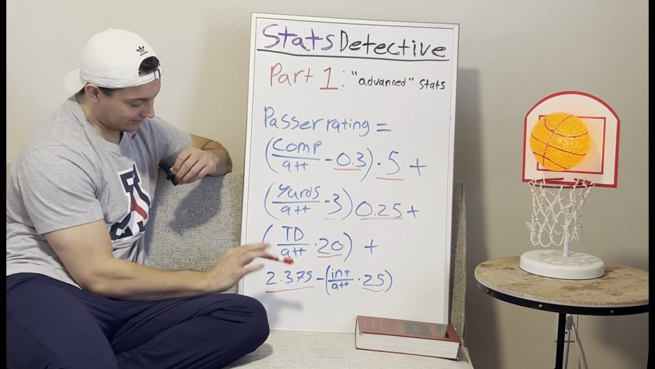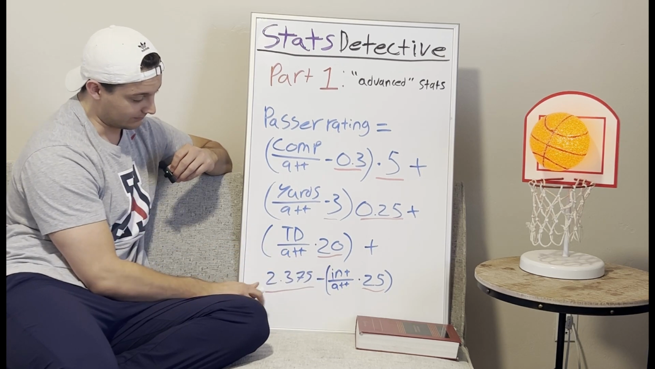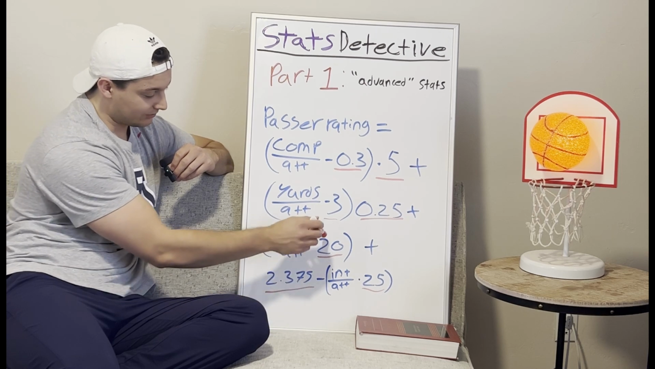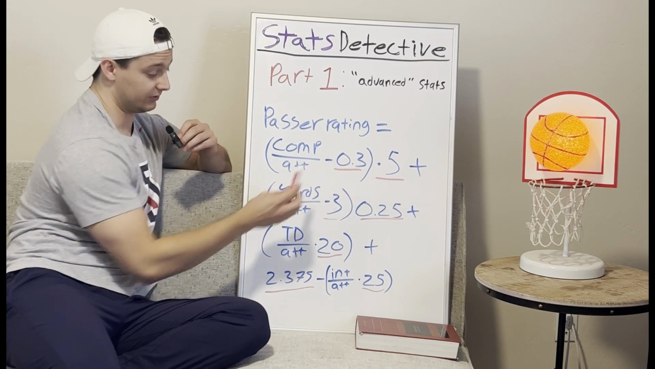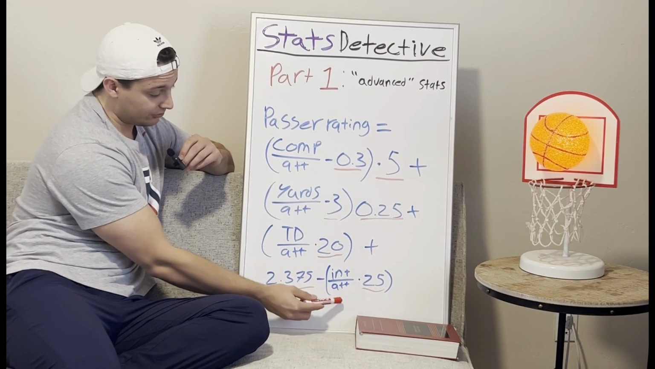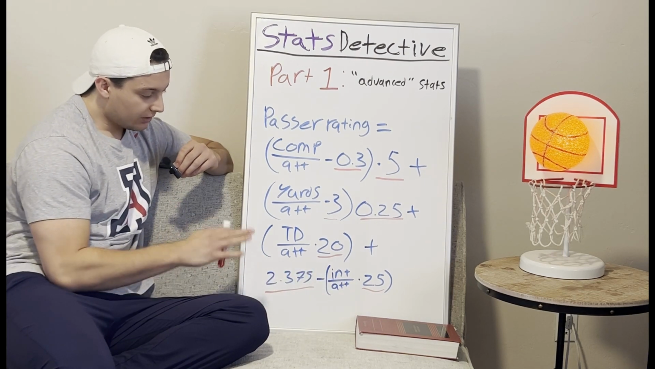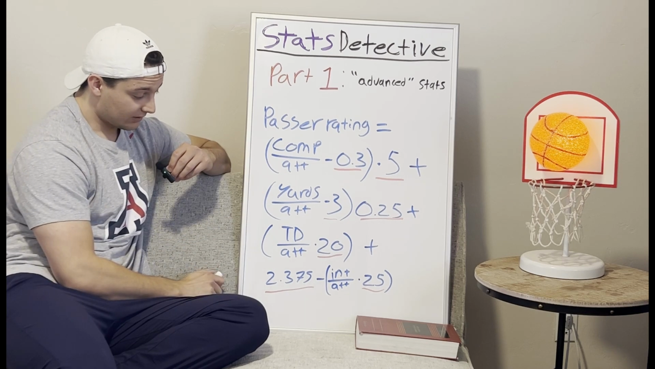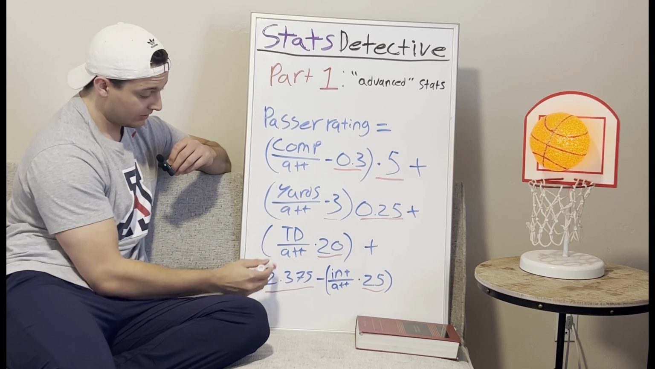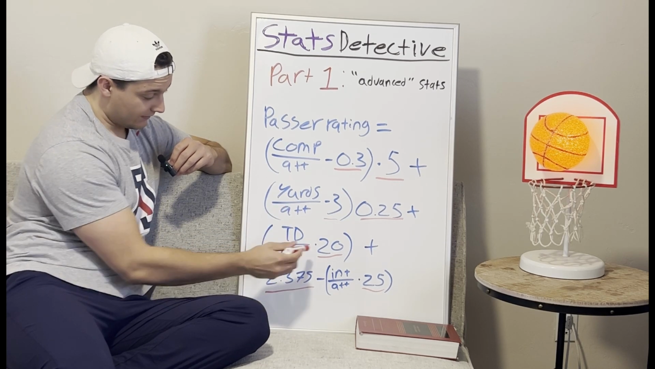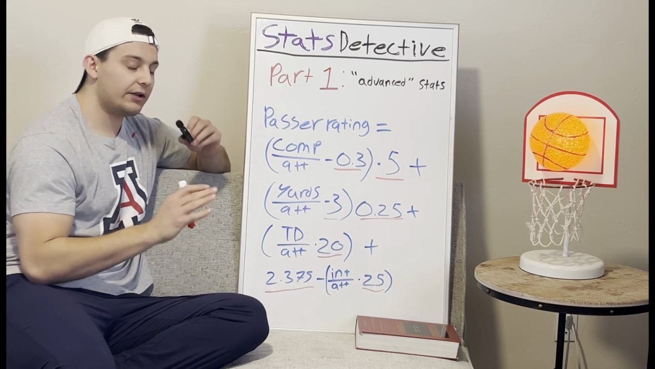So then you have, these are my favorite two to compare. You have touchdowns over attempts, and then you have interceptions over attempts. Touchdowns over attempts are multiplied by 20. That's a big number, especially compared to these two numbers. And then you have interceptions over attempts multiplied by 25. That's an even bigger number. But what this is telling you is that, because the number of attempts stays the same throughout, for every touchdown you throw, that is weighted less than every interception you throw. That is a ridiculous notion.